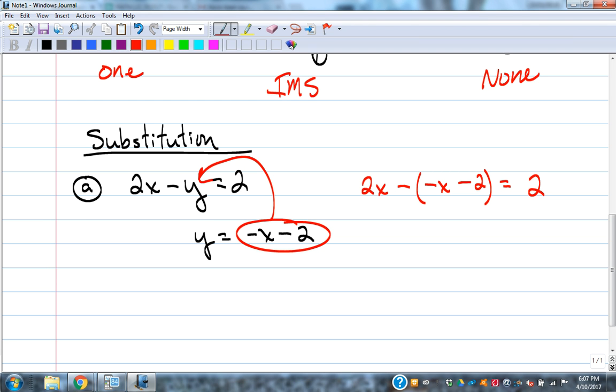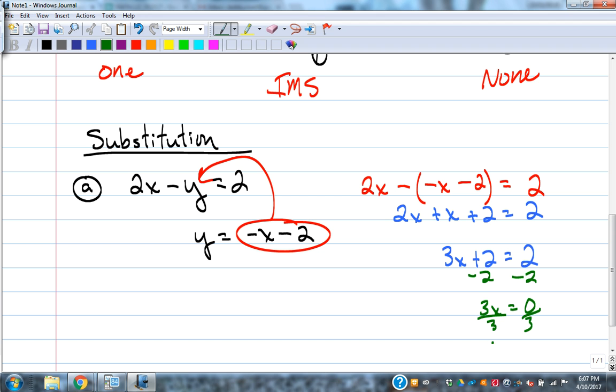When it's got two variables, you can't solve it. You can graph it, but it doesn't help you as far as solving it goes. So we can solve this one. Ends up being 2x plus 2 equals 2. So that's 3x plus 2 equals 2. Subtract 2. Get 3x is equal to 0. Divide by 3. X is 0.